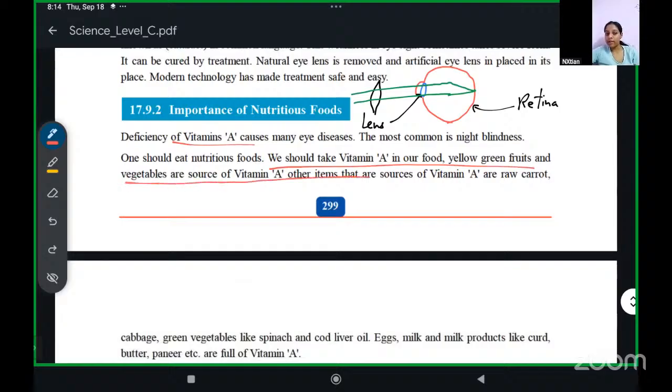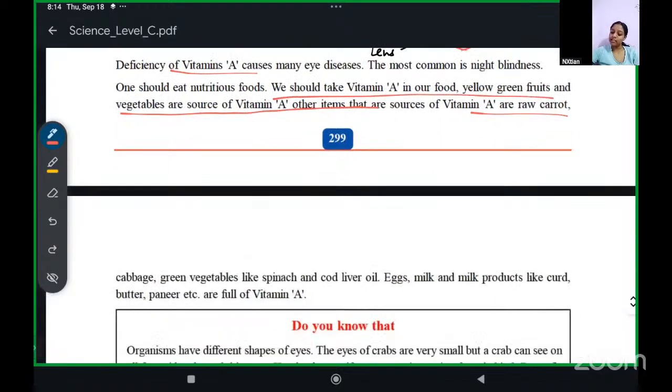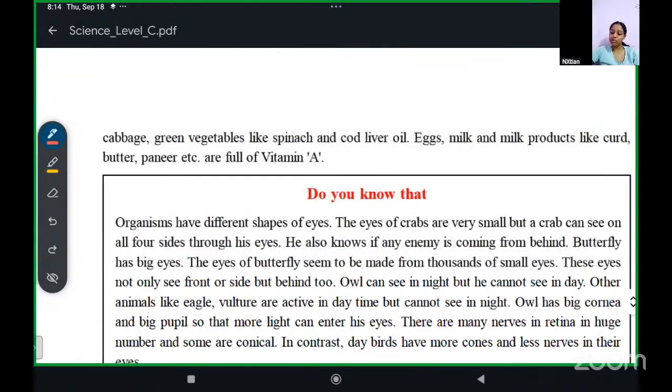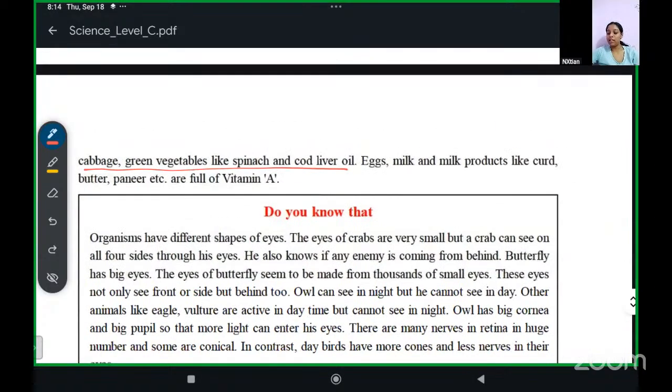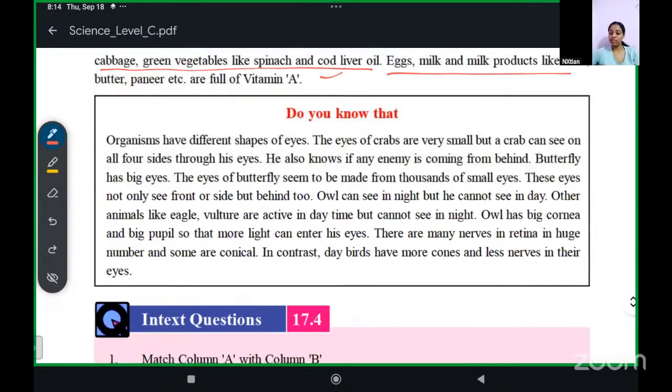Okay. What are the other sources? Raw carrot, cabbage, green vegetables like spinach, and cod liver oil. Eggs, milk, and milk products like curd, butter, paneer, etc., are also full of vitamin A. So, all these food materials provide us nutrition because they are full of vitamin A, and it is good for our eyes. Okay.